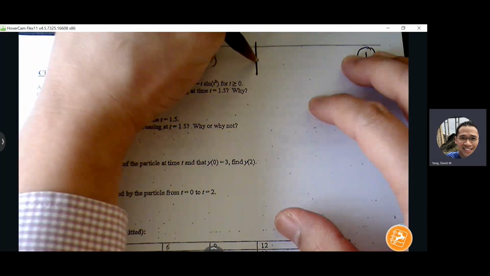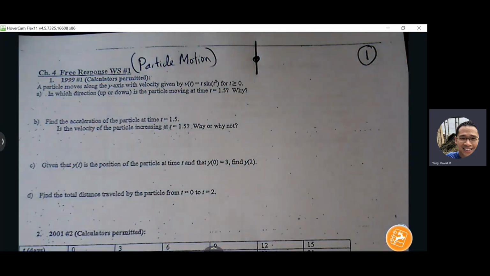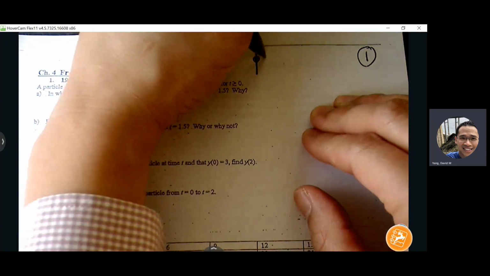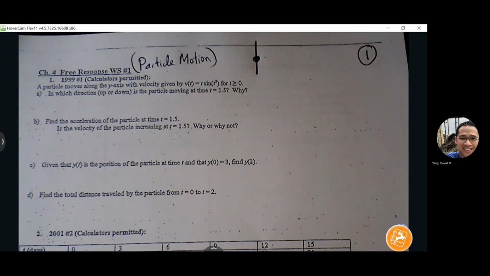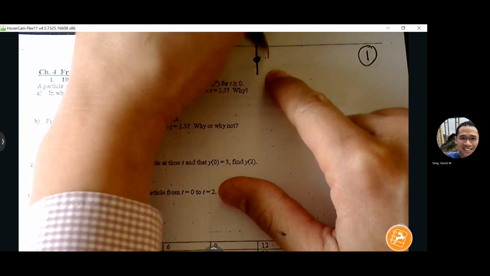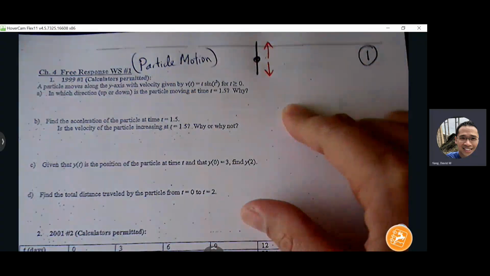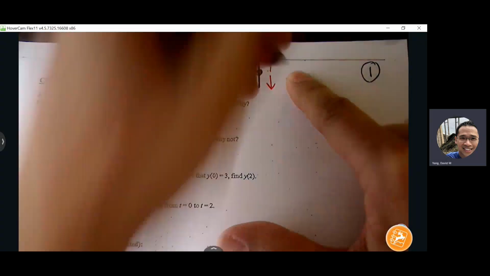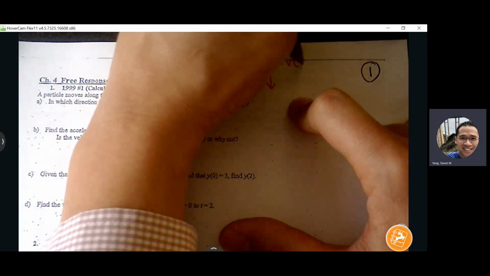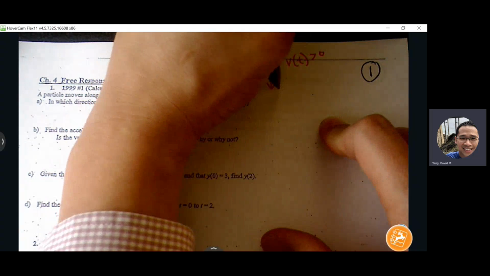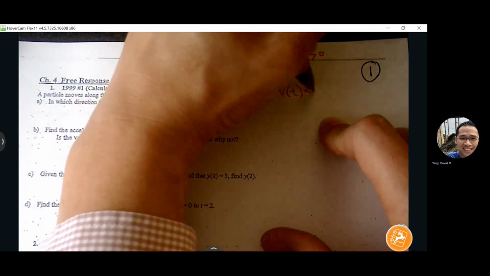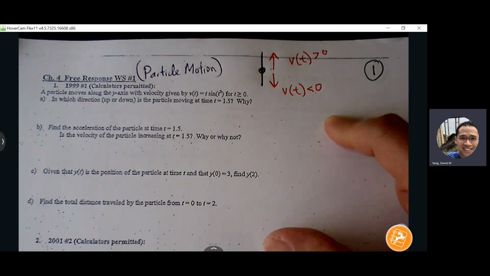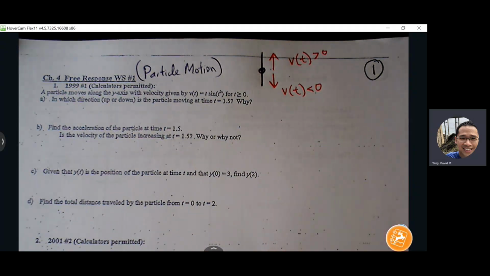So imagine a particle is sitting on the y-axis, and it's only got 3 things that it can do. It can go up, it can go down, it could stay motionless. Right? So going up would indicate that your velocity is positive, and going down would indicate that your velocity is displaying a negative behavior. Right? So if we get a positive value out of velocity, we know it's moving up. If we get a negative velocity value, we know in that moment in time it's going down.